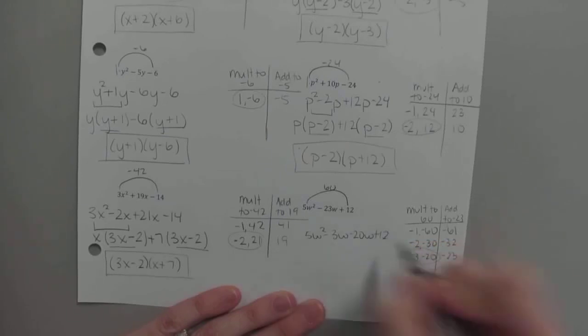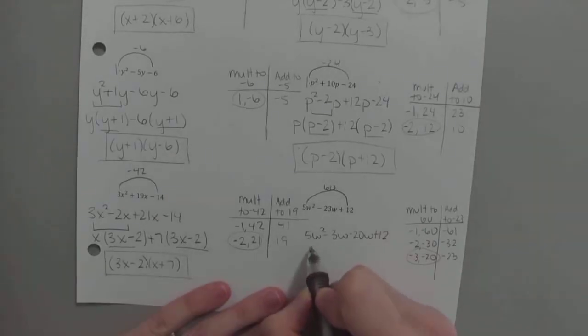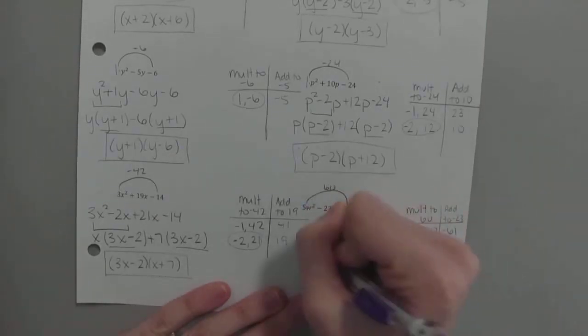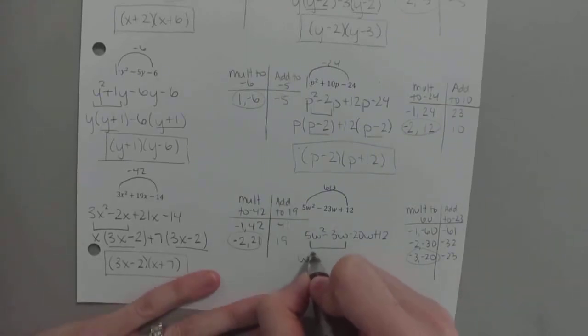12 will stay the same. But negative 23 will be split up as negative 3w and negative 20w. So this is 5w squared minus 3w minus 20w plus 12. That might be one that you guys want to switch the order, because you see that 20 and that 5 and you really want to put them together, and that 3 and 12 you really want to put them together. That's fine, but we're going to get the same answer either way.